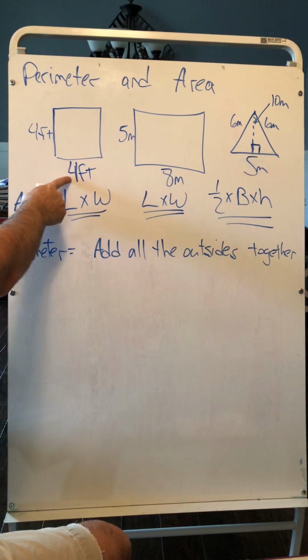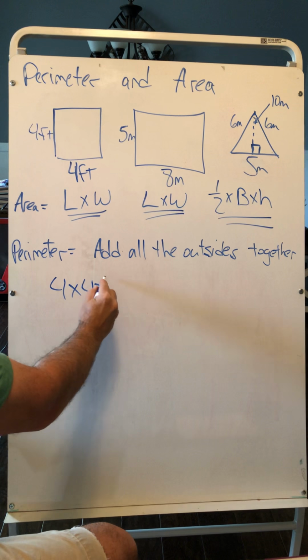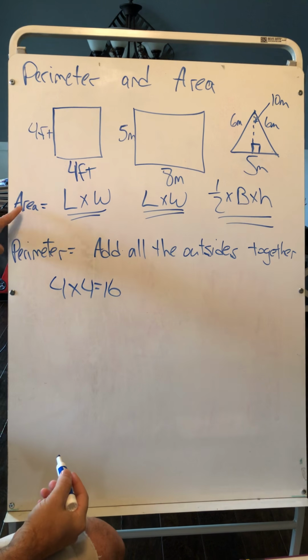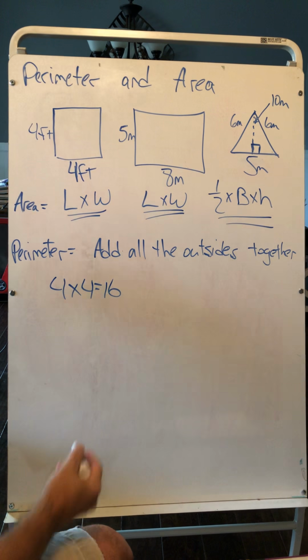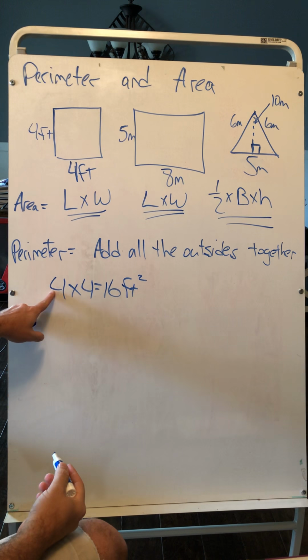So for this one I'm going to say 4 times 4 and get 16. Now when we do area, whatever our measurement is going to be that squared, because we multiplied feet times feet.